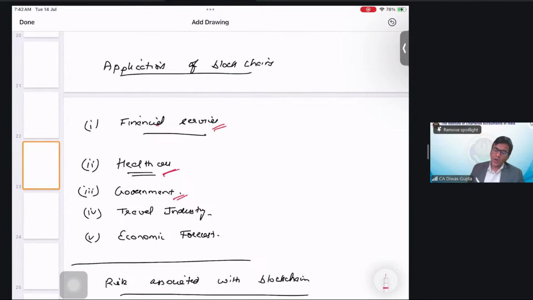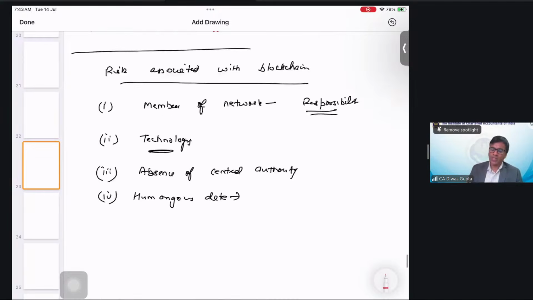Government, there are a lot of government departments. For example, the courts where the registration happens. There also the chain of documents can be stored using the blockchain. Travel industry, when it comes to travel documents such as passports, visas, etc., those can be linked through blockchain technology. Any sort of economic forecast which involves a huge amount of data can also be used in the form of a blockchain.